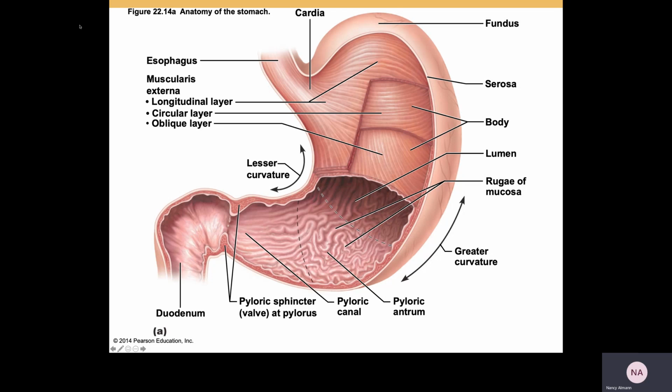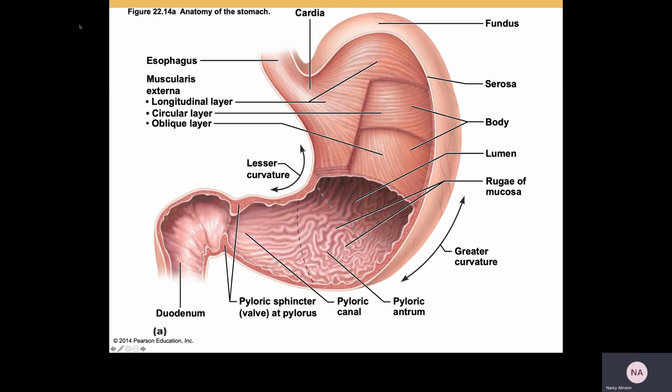You'll notice that there are these small folds in the stomach wall that are marked, and those are known as rugae. They are part of the mucosa, and they are there because as you continue to eat, your stomach will fill and start to distend, and those folds will flatten out and allow you to consume a greater volume of food.